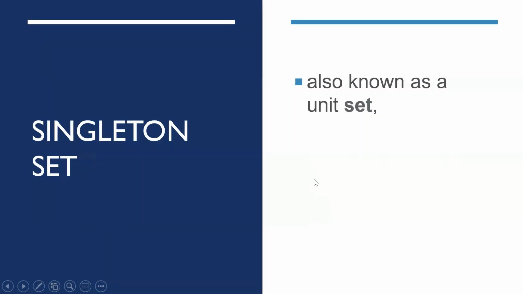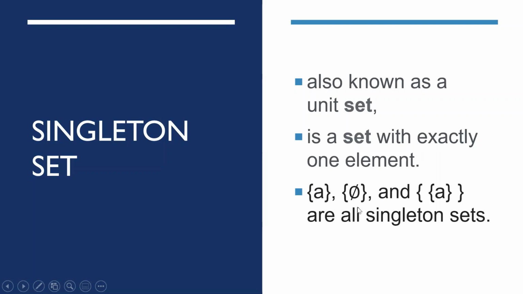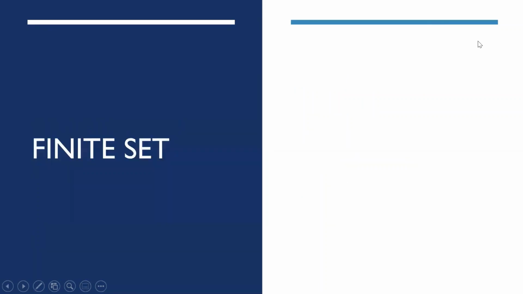Next, we have the singleton set. A singleton set is also known as a unit set. It is a set with exactly one element. So these are examples of singleton sets, sets with only one element.